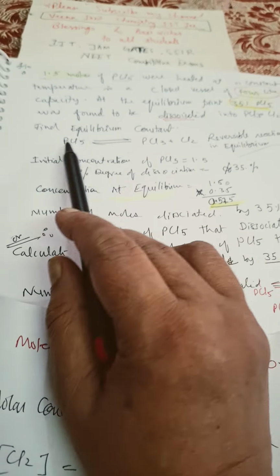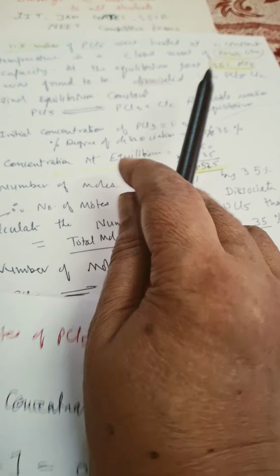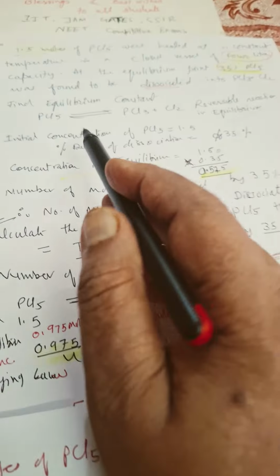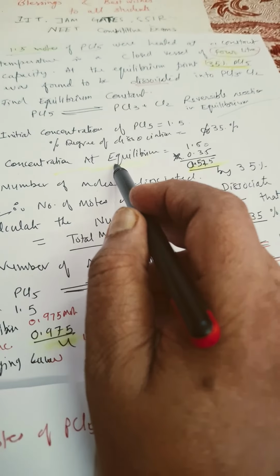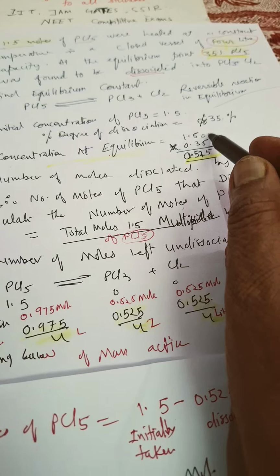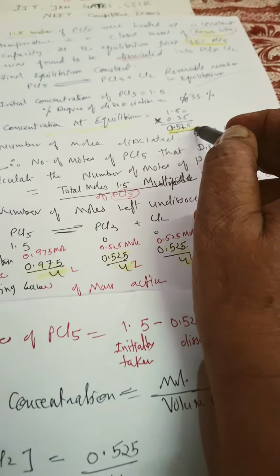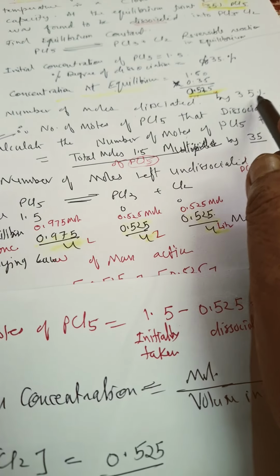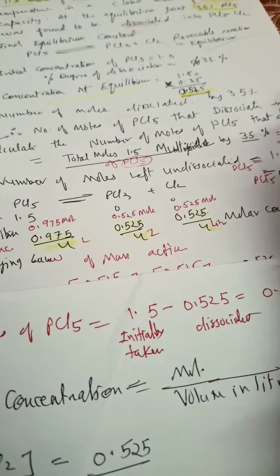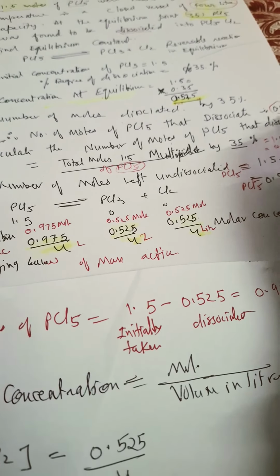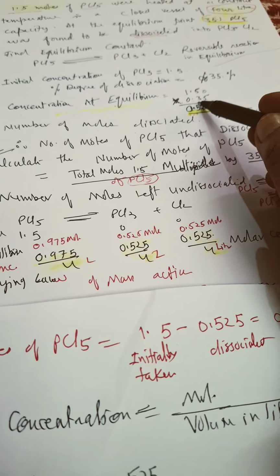Find equilibrium constant. Write down first the equilibrium reaction. PCl5 is in equilibrium with PCl3 plus Cl2. Reversible equilibrium reaction. Initial concentration of PCl5 given is 1.5. So concentration at equilibrium will be equal to 1.5 multiplied by 0.35, that is equal to 0.525. Number of moles dissociated by 35%. So number of moles of PCl5 that dissociate is equal to 0.525. Here we have calculated 1.50 multiplied by 0.35.